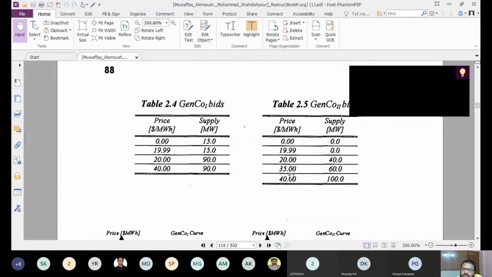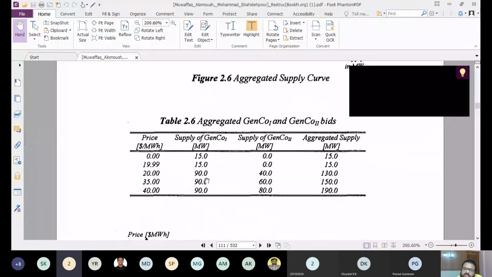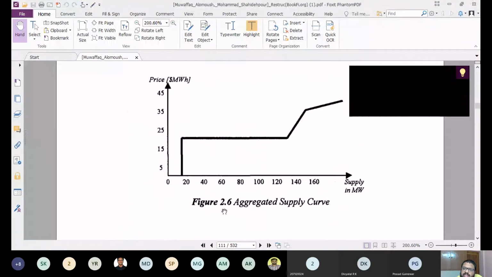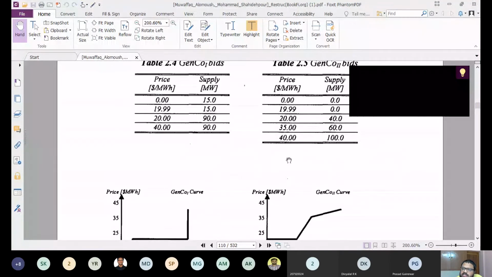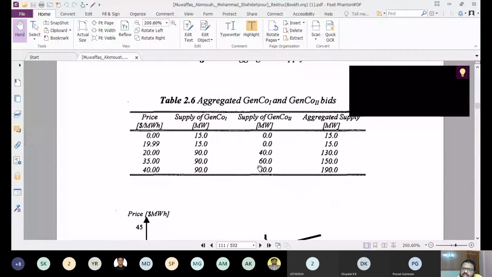What about 35? At 35, what is the supply for GENCO 1? 90, because in the full range from 20 to 40 it has 90. Then for GENCO 2 this is 60, right? Then at 40 we have 90 and 100. Okay, so basically this is not 80, this is 100, that is why it is 190. This was wrong. So 190. So we have the aggregated supply curve.